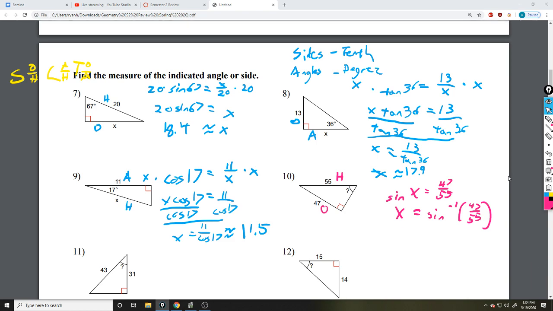So x is approximately 58.7, which we're going to round to 59 degrees, rounding up since we're rounding to the nearest whole number.